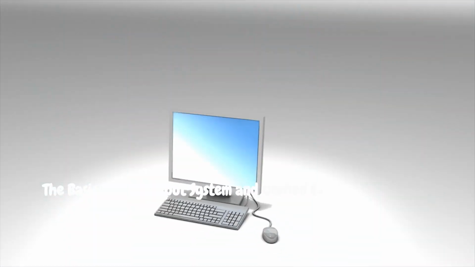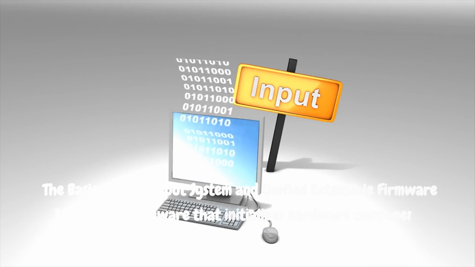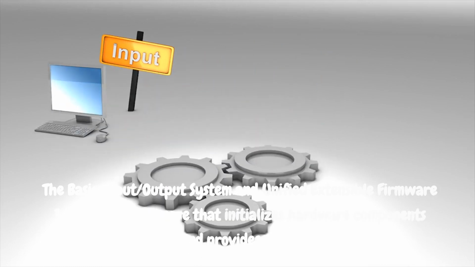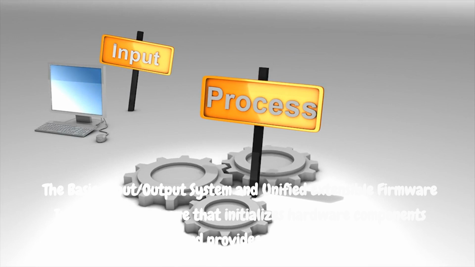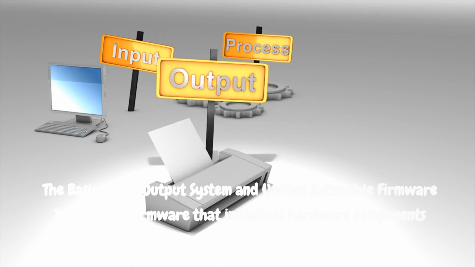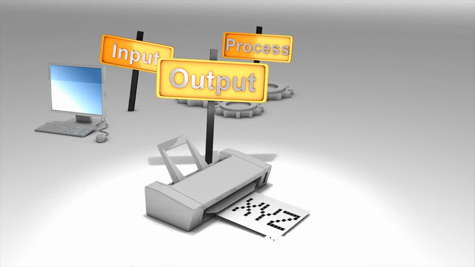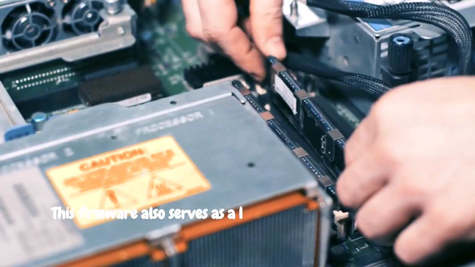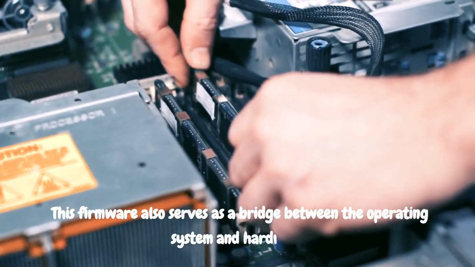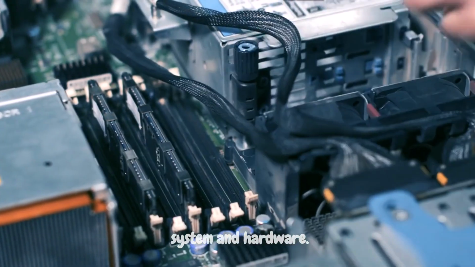The basic input-output system and unified extensible firmware interface is firmware that initializes hardware components during boot up and provides configuration options. This firmware also serves as a bridge between the operating system and hardware.